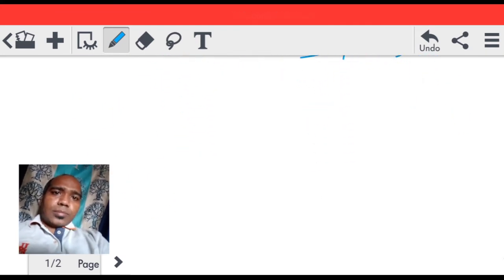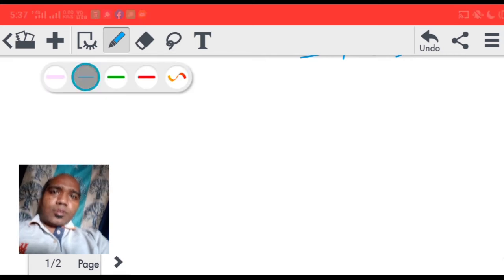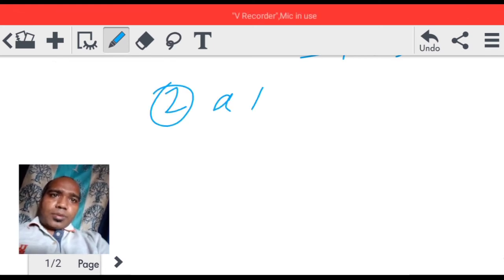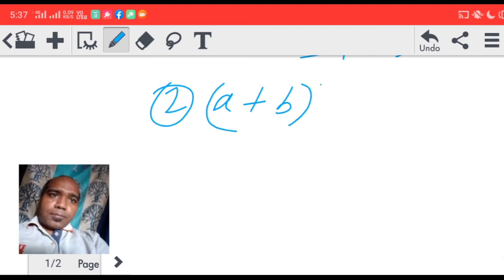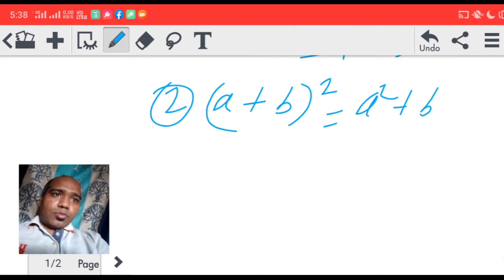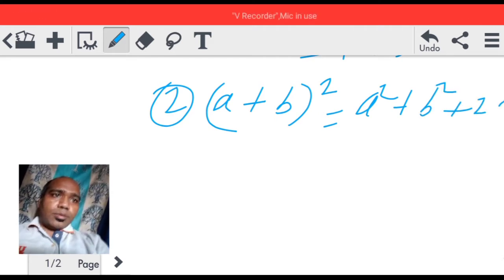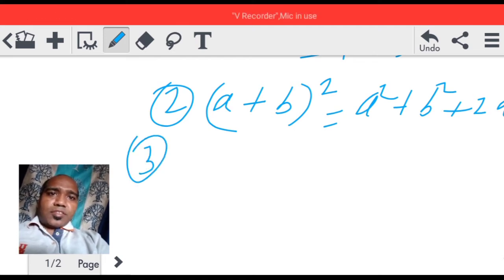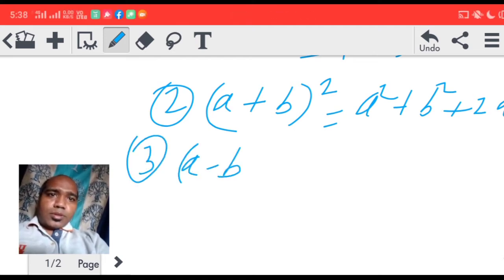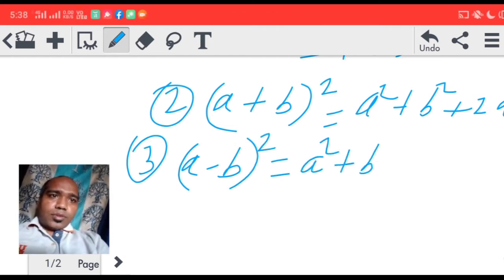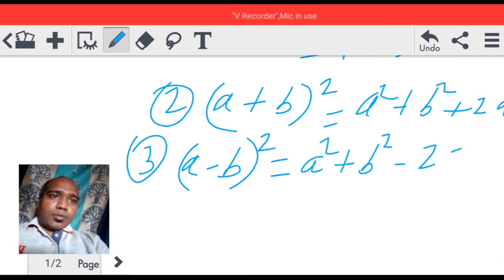Now come to the second formula. What is that second formula? The second formula is a plus b whole square. A plus b whole square, what do we know? a square plus b square plus 2ab. In the same way, a minus b whole square is equal to what? a square plus b square minus 2ab.